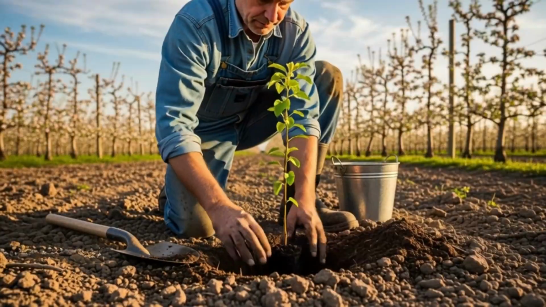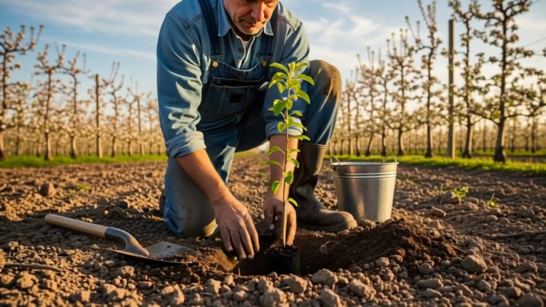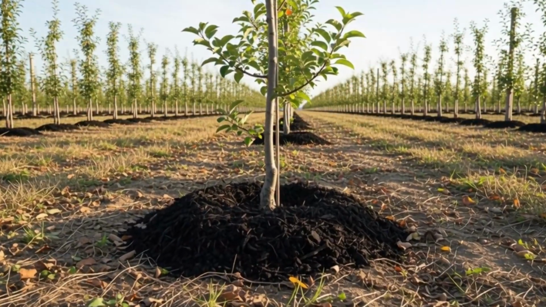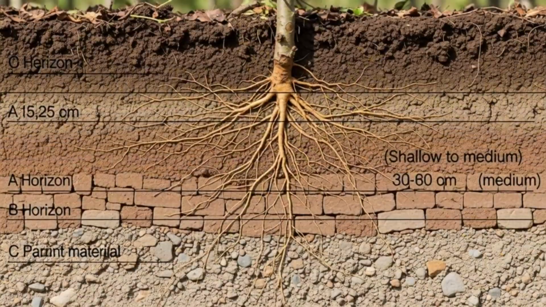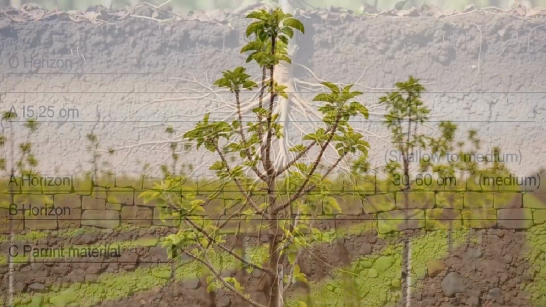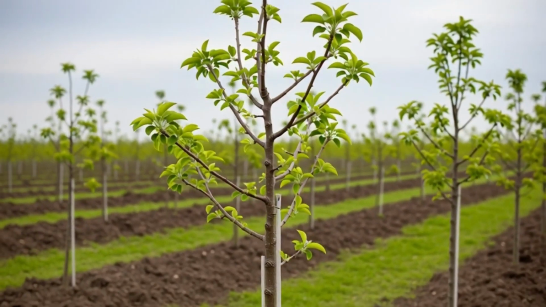Planting the young tree requires careful attention to depth. The root collar should never be buried. Planting too deep slowly suffocates the tree, while planting too shallow exposes the roots to drying. The tree must be firmly positioned, well supported, and protected from strong winds during the first months.